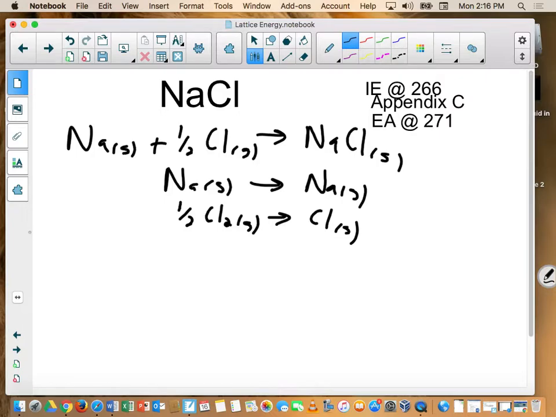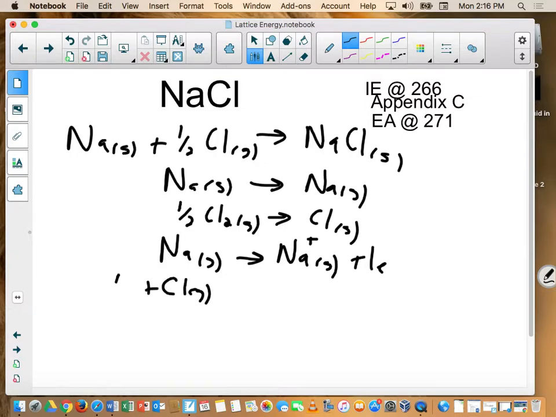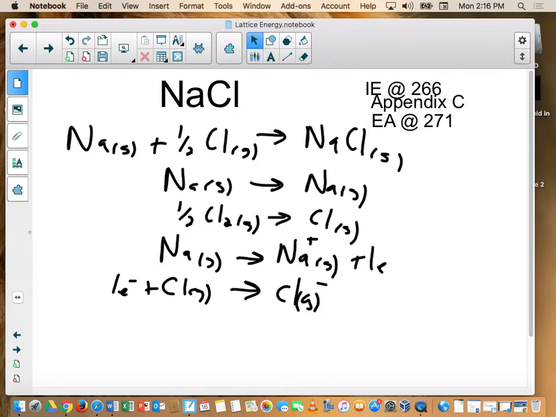Then we need the ionization energies. Na gas is going to go to Na plus gas. That's going to be the ionization energy, and that's found on page 266. And the last one we'll need is Cl gas plus 1 electron going to Cl negative gas. That's the electron affinity, on page 271. So we're going to use these all together to do the lattice energy.